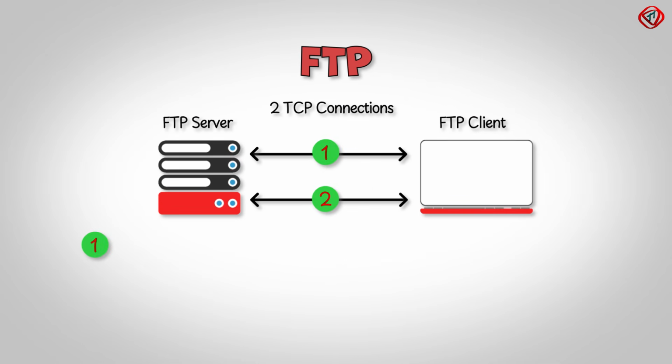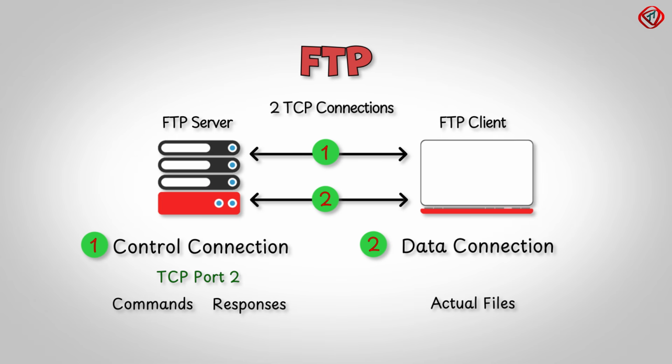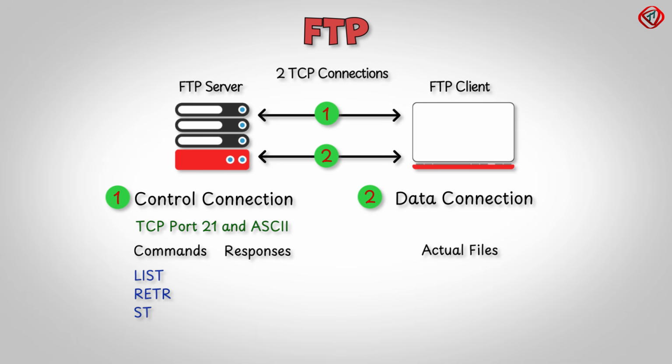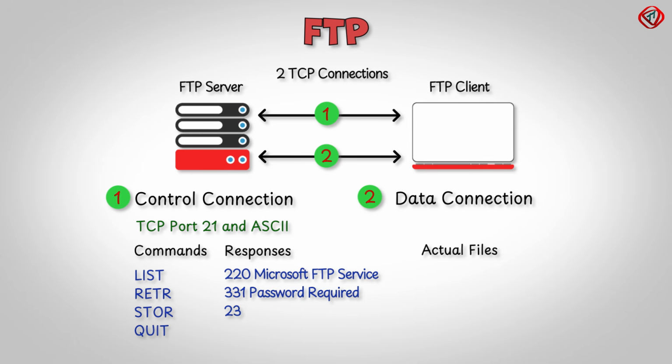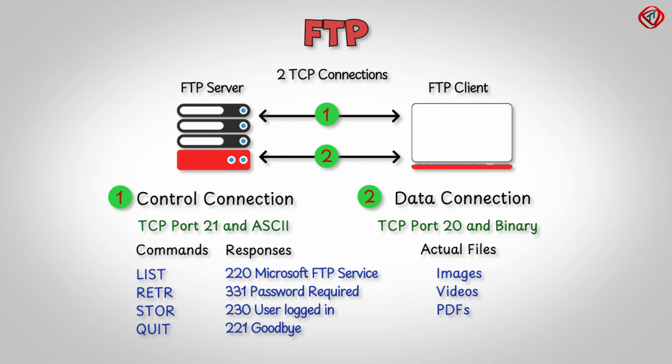The first connection is the control connection. It carries commands and responses. The second connection is the data connection. It carries actual files. Control connection uses TCP port 21 and ASCII transfer mode. Here are some examples of commands and responses carried over the control connection. Data connection uses TCP port 20 and binary transfer mode. Here are some examples of the files transferred with data connection.